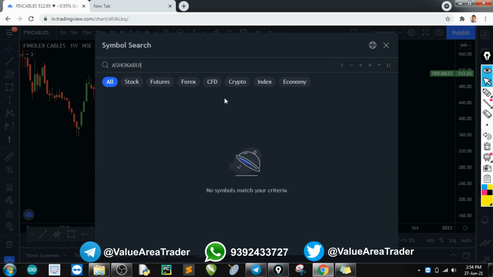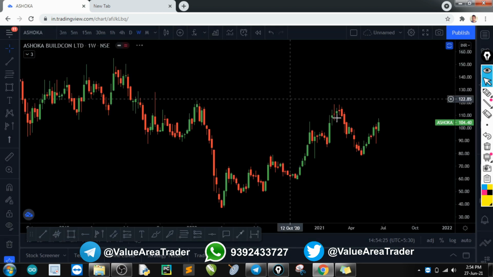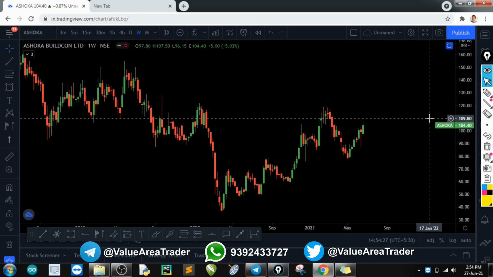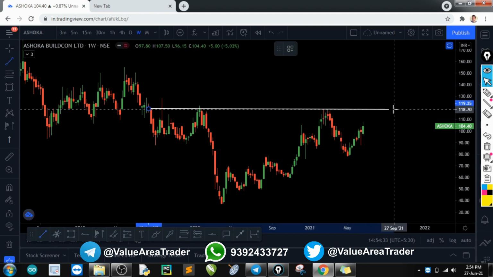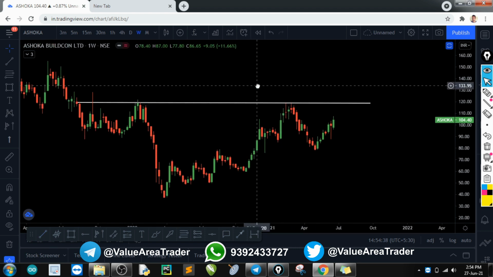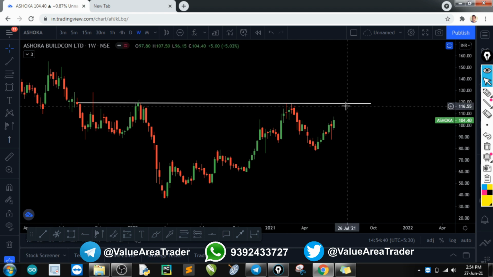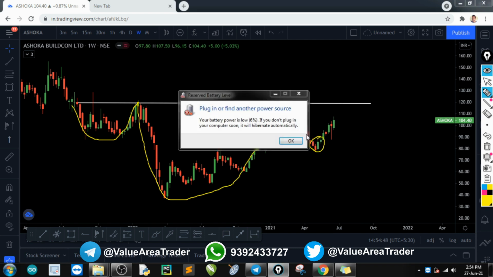Okay. Next, I want to talk about Ashoka Buildcon, which I have recently given, if I remember. Yes, Ashoka Buildcon, I have already given this stock in Telegram. And why did I give this stock? Because of the same inverted head and shoulder strategy. Now this time it is a straight one. Luckily, you sometimes get these kinds of bookish inverted head and shoulders. This was the left shoulder, this is the head, and it did return from here.